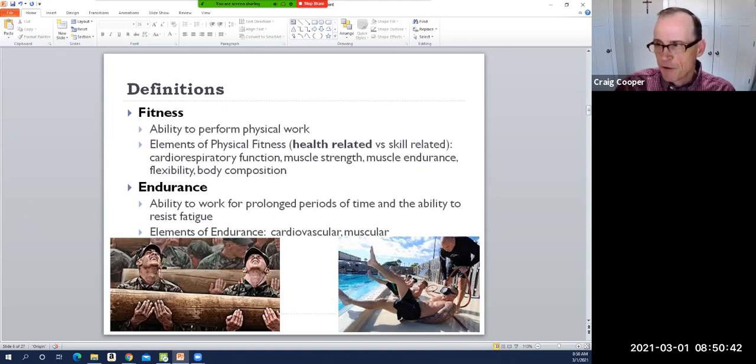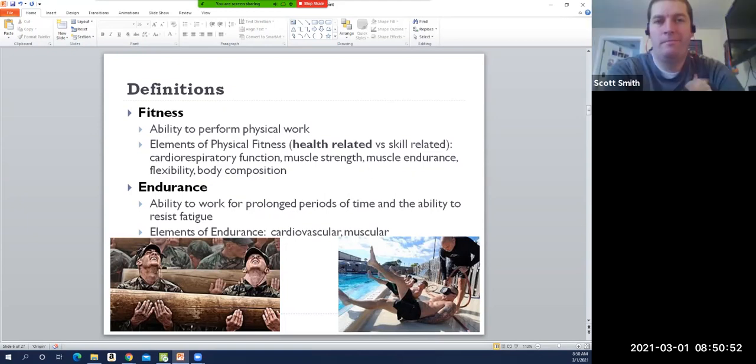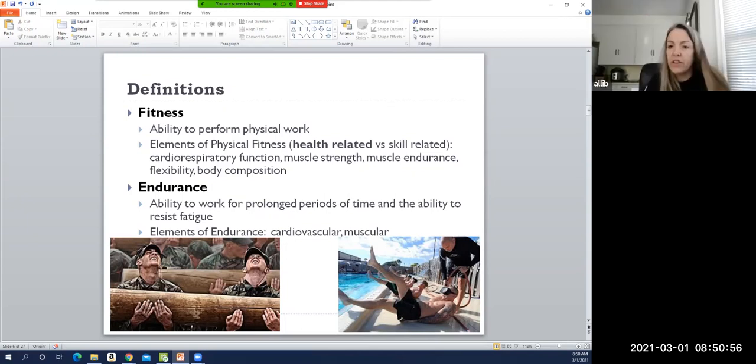Who remembers some of the skill-related physical fitness components? We talked about them in PATH, probably. Is agility one of them? Okay, so agility, yep. Coordination, yep. Balance.